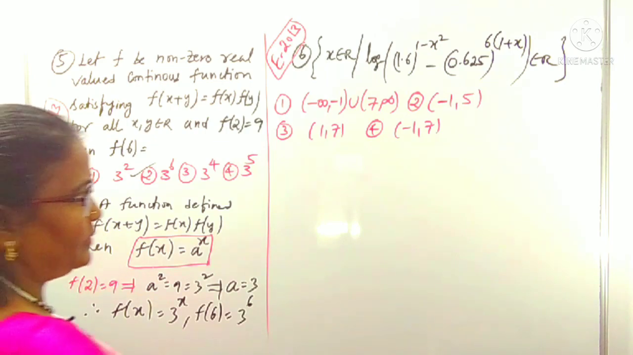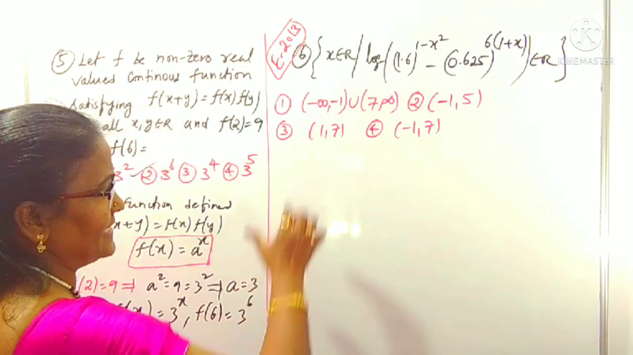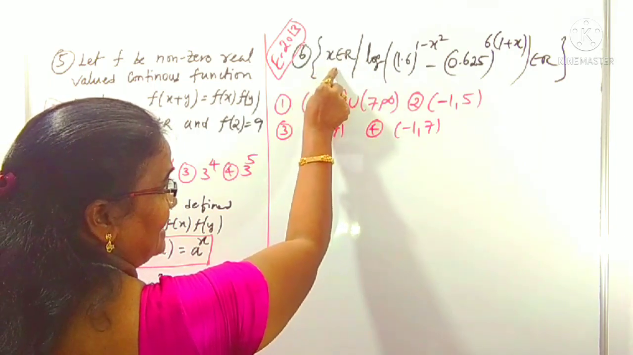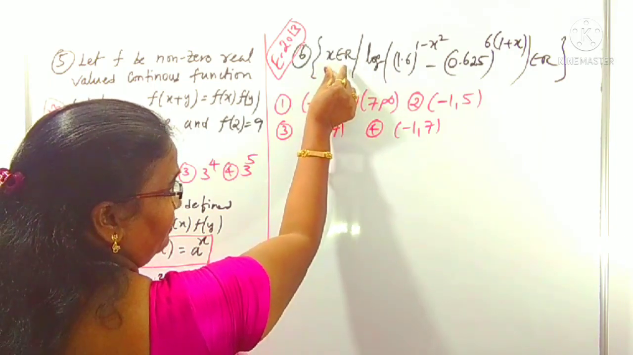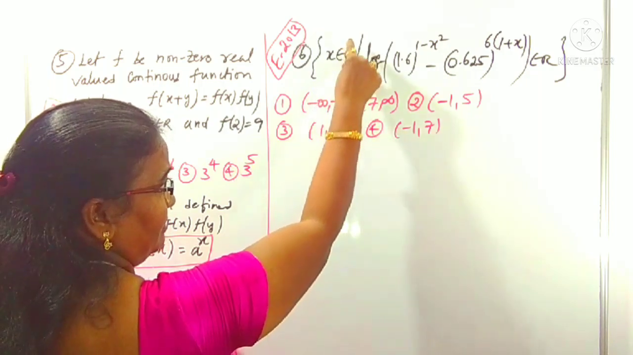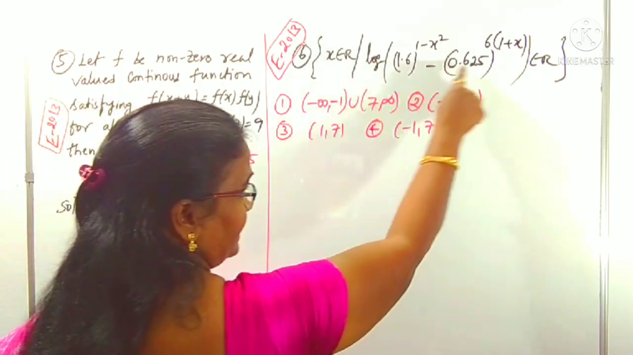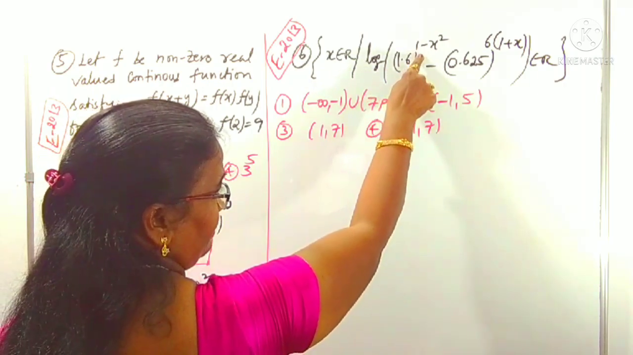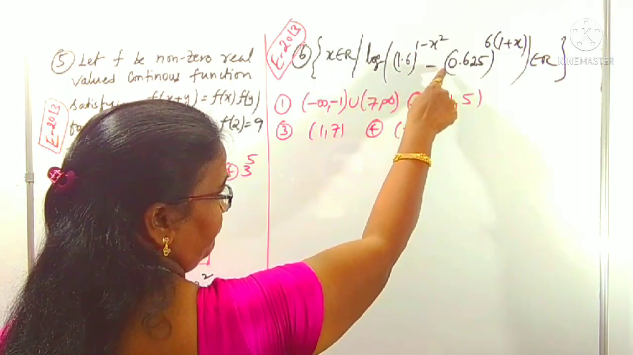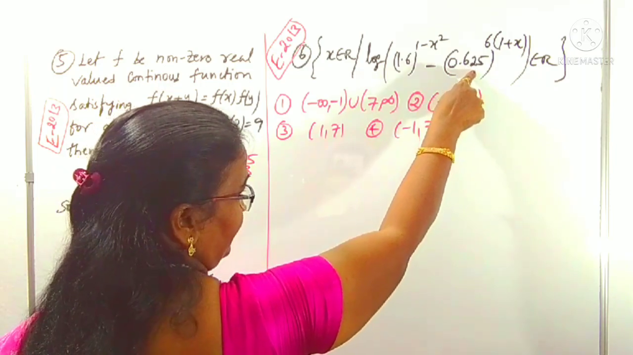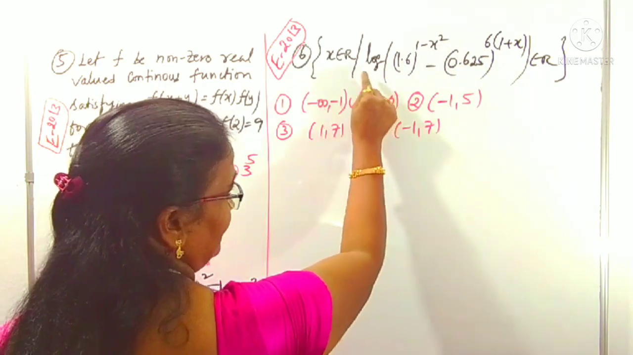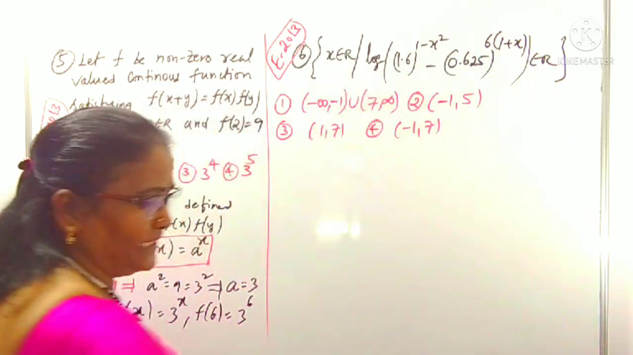It is also very simple, but you have to understand what the given condition is. You have to find out the set of values of x. What is the meaning of this? Set x belongs to R means we have to find the set of values of x which belong to R and for which this is defined: log of 1.6 whole power 1 minus x square minus 0.625 whole power 6 into 1 plus x. For what values of x is this function defined, we have to find out.